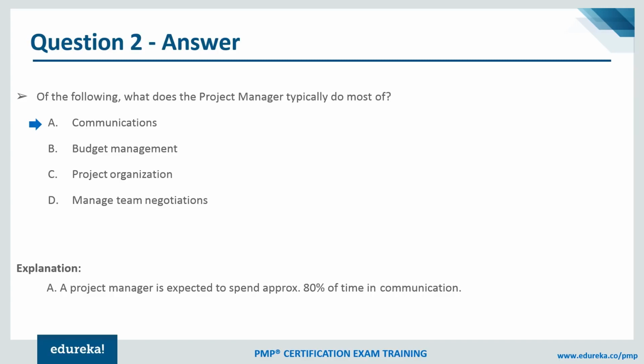Now, remember, in the PMP examination, you will find options where you will feel that all are right. A project manager will do communications, a PM will do budget management, project organization, manage team negotiations, everything. But most of the time, the project manager will be doing communication. In fact, budget management, project organization, and manage team negotiation will also be achieved through communication. So the correct answer is A, communication.